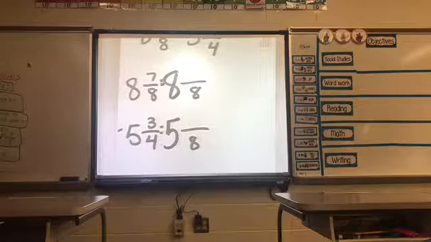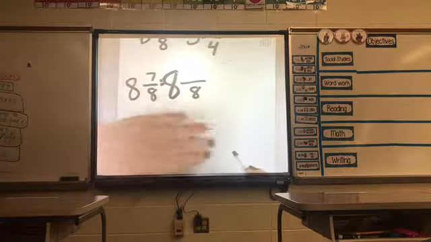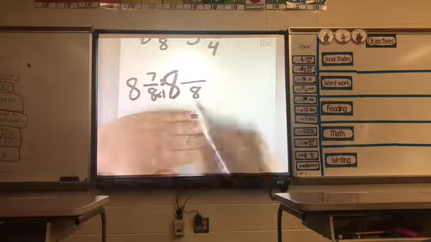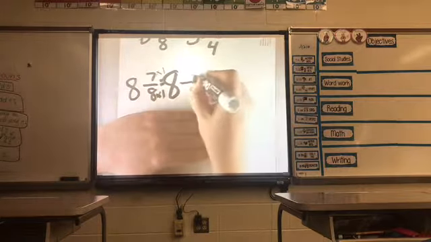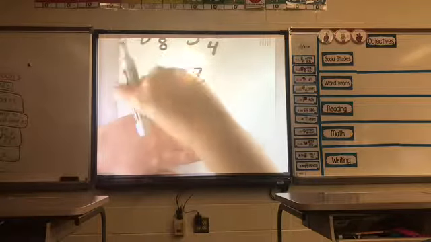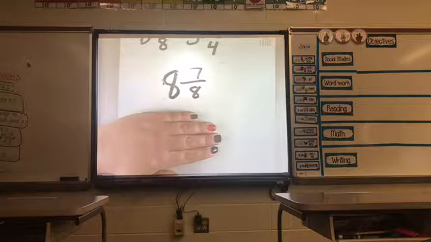Now, step number 4 is think. What do I multiply by to get the new denominator? Okay, so I'm only going to look at the first one. Oh, 8 times 1 is 8. So that means 7 times 1 is 7. This is actually the exact same. I'm going to erase this one just so that way I don't confuse myself.